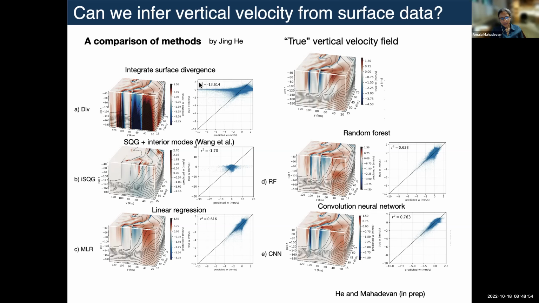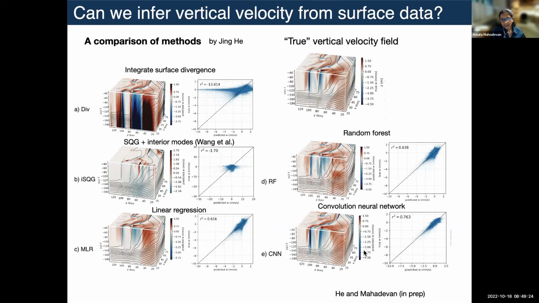Then we used SQG, surface quasi-geostrophic methods, and we use ISQG, which has the interior modes. This was done by Jinbo Wang. That method helps you identify some of this, but really doesn't give you the strong asymmetry. And we use linear regression. You're saying, yes, we know where the fronts are, and so we know where the positive and negative vorticity is. It actually doesn't do too badly. And then we use some machine learning methods, random forest and CNN.